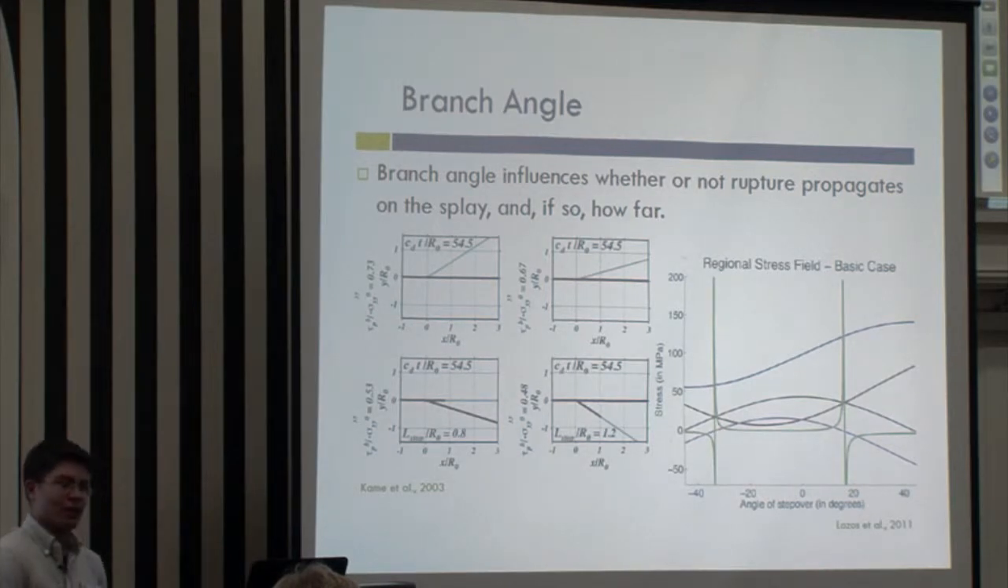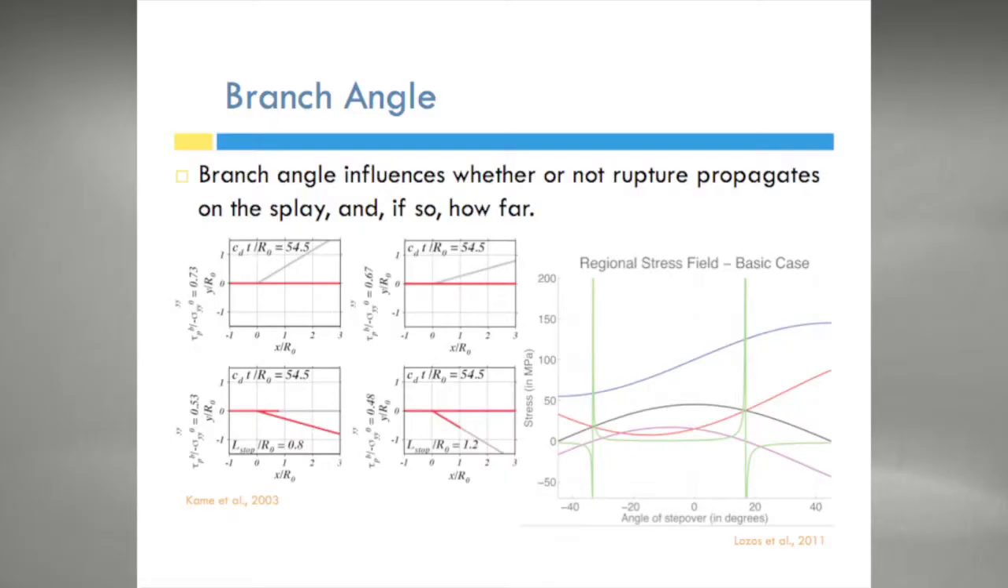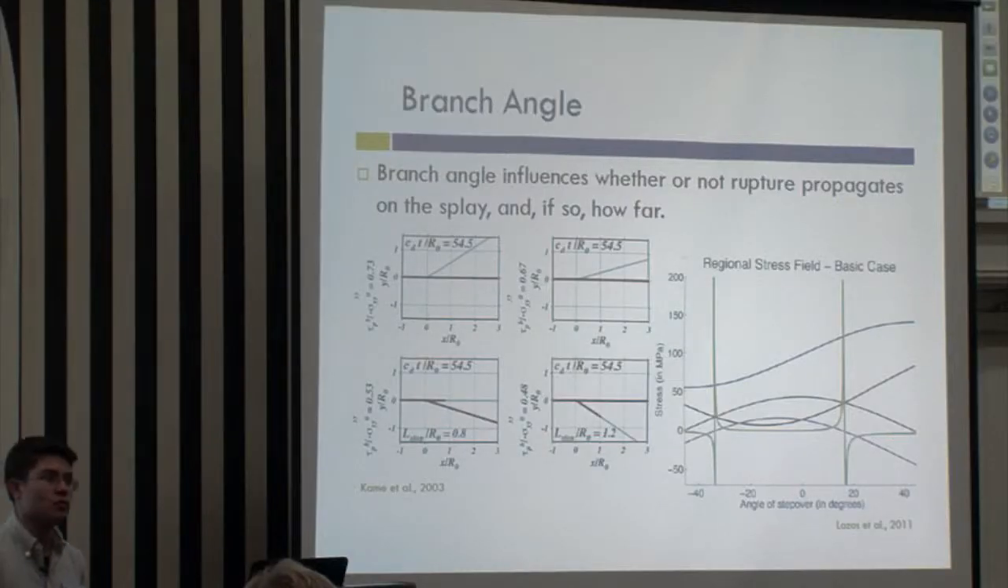Branch angle is a big one. Here are some figures from previous work. As we've talked about a lot, the angle influences whether or not rupture is going to propagate and what the rupture pattern is going to be. This figure on the left is from Kame et al. 2003, which was a study on branch faulting and how initial rupture velocity, branch angle, and regional stress field angle all affected the ability of rupture to propagate through a splay fault system.